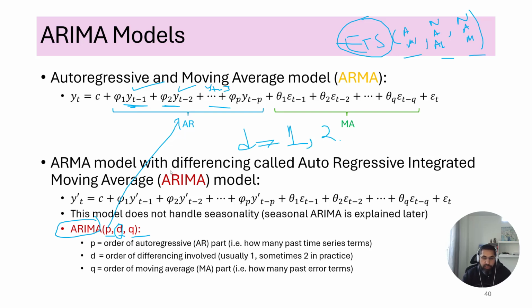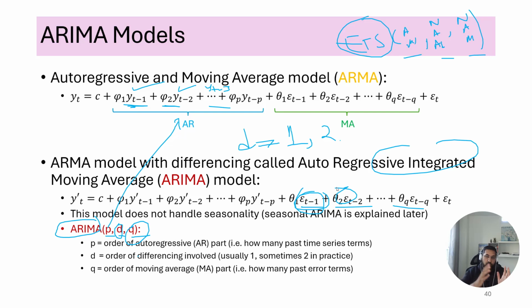You need 2 levels of differencing. So D is how much differencing you need to do, how much integration you need to do. And then the Q is the MA part of the model, which tells you how many past error terms to include. So if Q is 1, you just use epsilon T minus 1. If Q is 2, you use this one and this one. If Q is 3, you use 3 of them, and so on, right? So it just tells you how big your equation is.